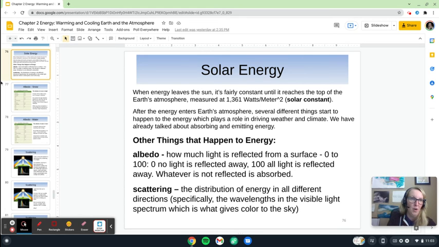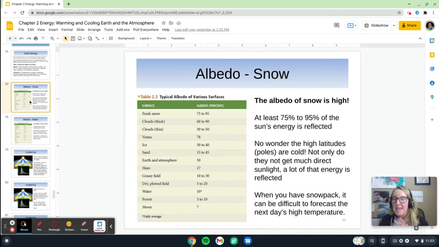So let's look a little bit more at albedo. Here's a table that gives you some albedo values. The albedo of snow is extremely high. That might be one of the surfaces you thought of as really reflective. It can be anywhere between 75 and 95%. Part of the reason the high latitudes, the Arctic and the Antarctic, are so cold is that whatever solar energy they get, 75 to 95% of it is not absorbed, it's reflected away.